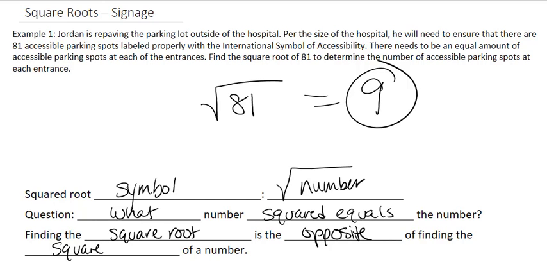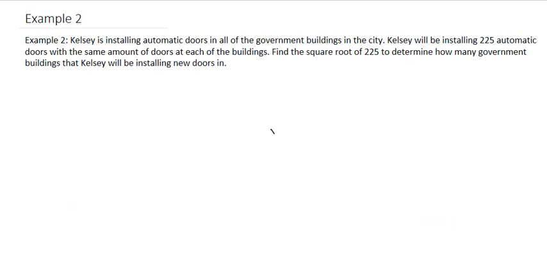So now let's go back to another example. Kelsey is installing automatic doors in all the government buildings in the city. Kelsey will be installing 225 automatic doors with the same amount of doors in each of the buildings. Find the square root of 225 to determine how many government buildings Kelsey will be installing new doors in.